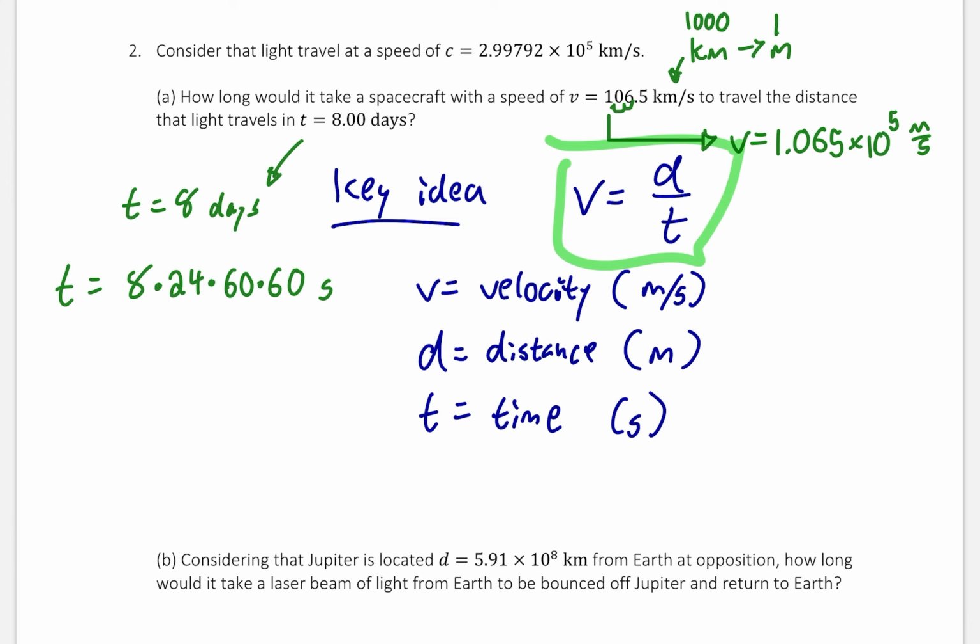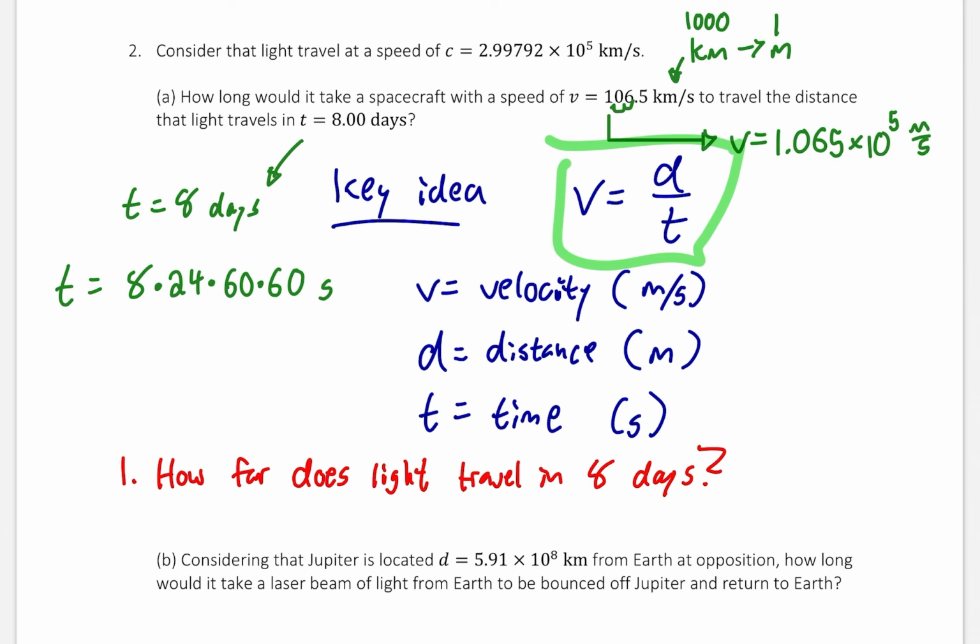So how long would it take a spacecraft with a speed of 106,500 meters per second, right? To travel the distance that light travels in 8 days. Aha. So how far does light travel in 8 days? All right. So that means we first need to find out how far does light travel in 8 days. All right. So how far does light travel in 8 days?